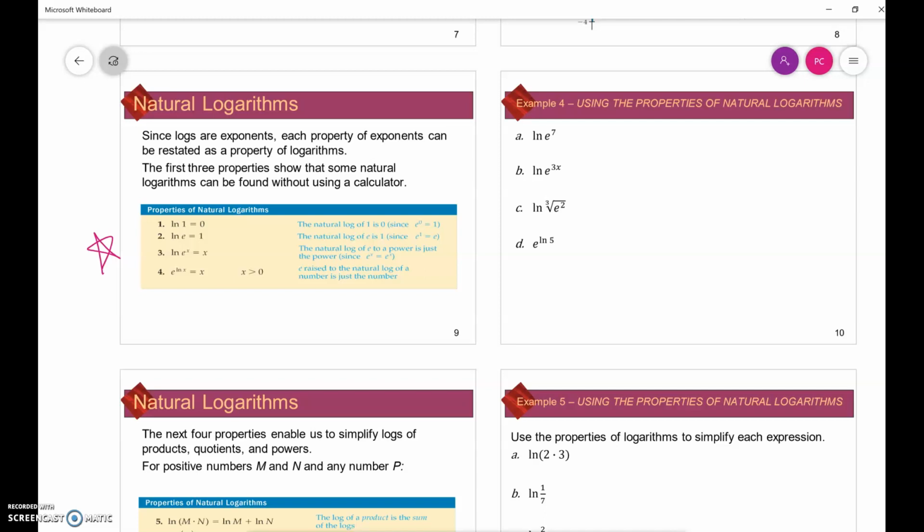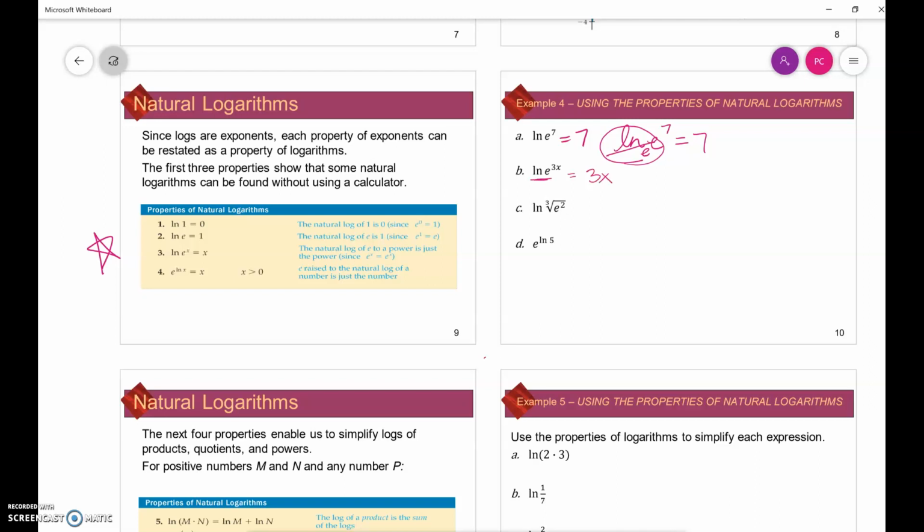On example 4, I have ln of e to the 7th power. That would be just 7, because what's happening behind the scenes here is ln base e of e to the 7th power. The ln and the e cancel out, which just gives us 7. The same thing happens on b, where ln e cancels itself out, giving us 3x.